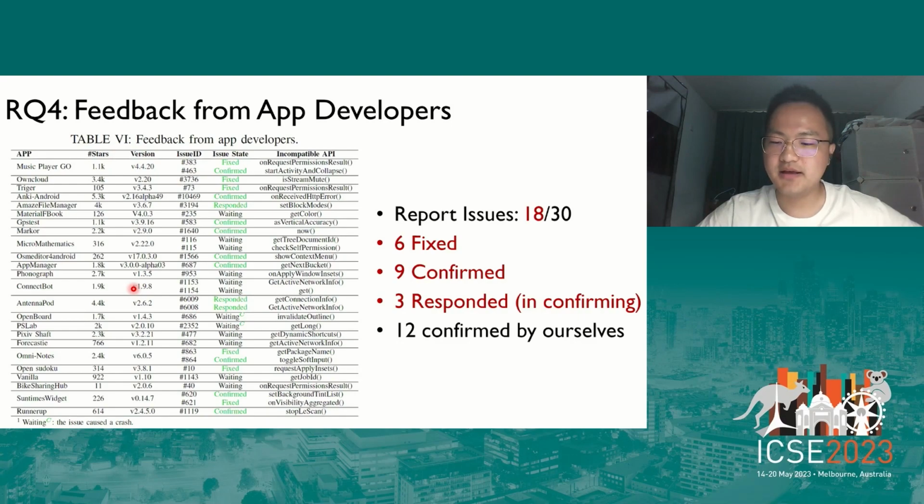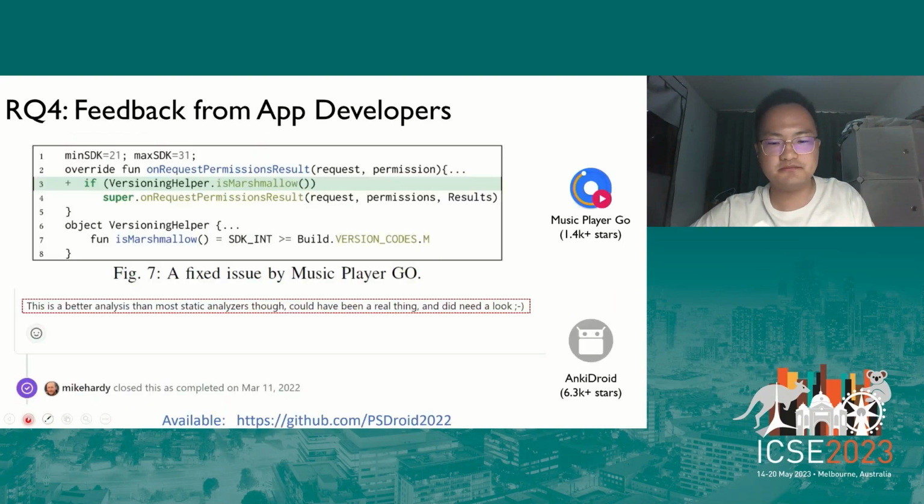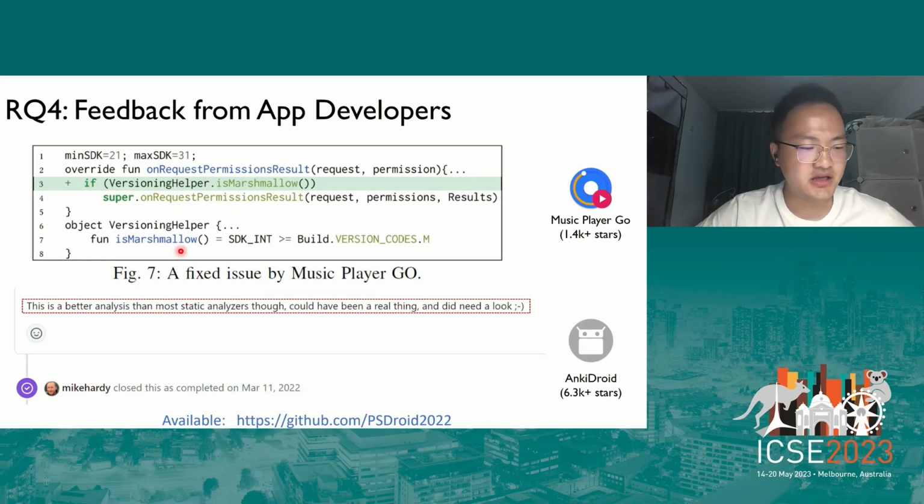received 18 feedback, and of them 6 issues are fixed, and 9 issues are confirmed. Remaining 3 issues are responded, and the other 12 issues we reported are also confirmed by ourselves. And we received many positive responses from developers.